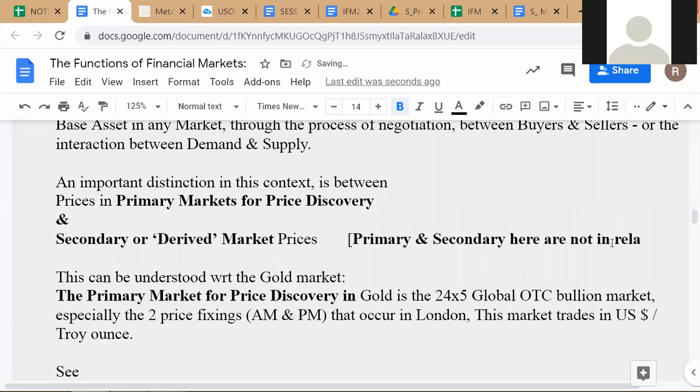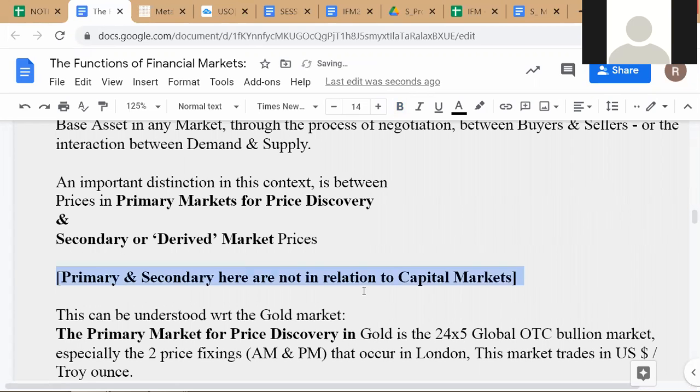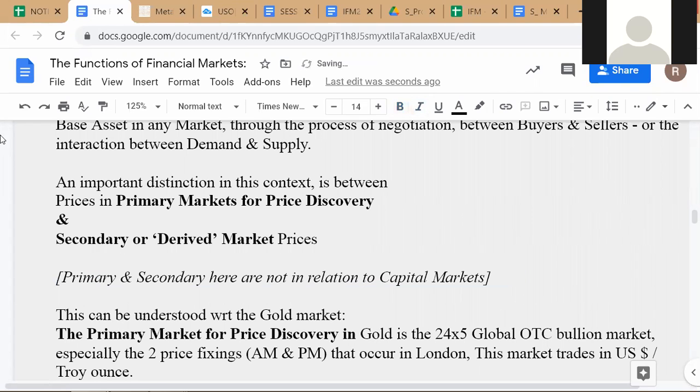Primary and secondary here are not in relation to capital markets, because there's another thing which we have not yet covered: in capital markets, when you do a taxonomy, you talk about primary versus secondary capital markets. So when I'm talking about primary versus secondary markets here, these are not in relation to capital markets, okay? So just remember that when we use these terms. So primary market for price discovery versus secondary or derived markets. Okay. Now, what is the meaning of this?